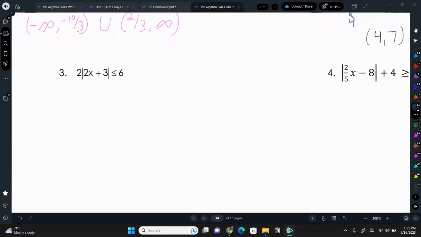All right, then let's get the third one. We have 2 times the absolute value of 2x plus 3 is less than or equal to 6. So divide both sides by positive 2. So this one has less than or equal to, so when we graph them, we're going to use brackets, and when we write our answer in interval notation, we're also going to use brackets. All right, so now we have 2x plus 3 is less than or equal to 3. And then we have 2x plus 3 is greater than or equal to negative 3.